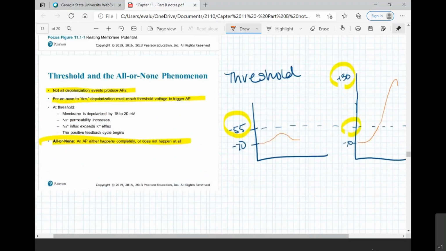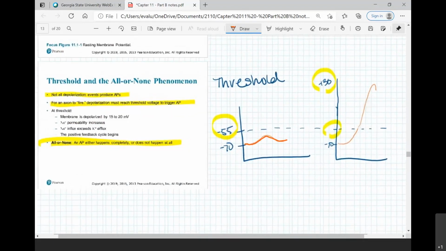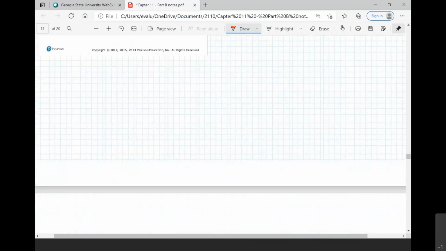So it may be a little bump, but if it doesn't hit negative 55, it doesn't trigger the all or none phenomenon. When you hear about an axon firing, which basically means an action potential has occurred, communication has occurred, that means you've hit that negative 55, the magic threshold. It is going to bump up to positive 30 because sodium is rapidly moving into the cell. Basically, it doesn't happen if you don't hit negative 55, but once it does hit negative 55, it will always hit positive 30. There really is no in between. So it's called threshold and then all or none phenomenon.